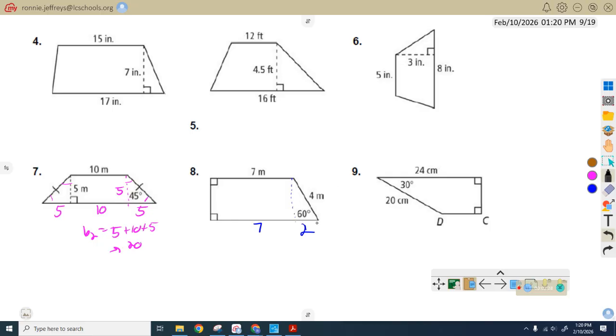So this is half of this. This right here, this would be our long leg, which is the short leg times root 3.